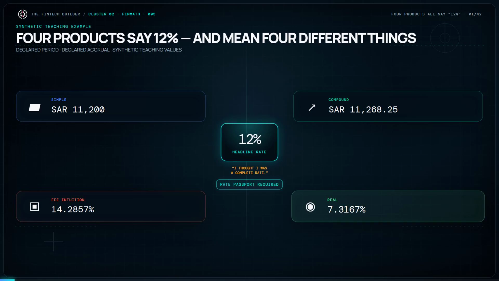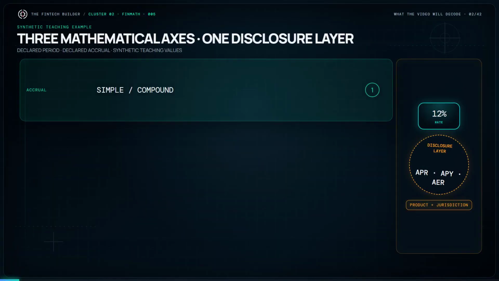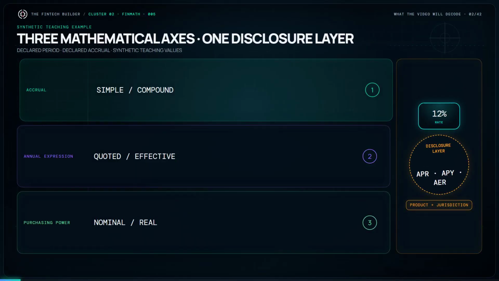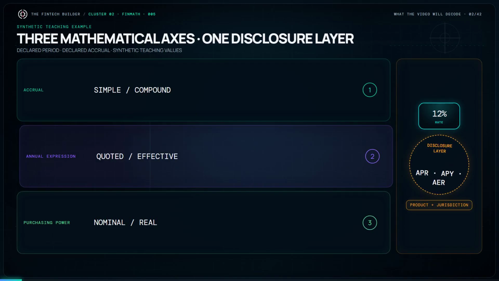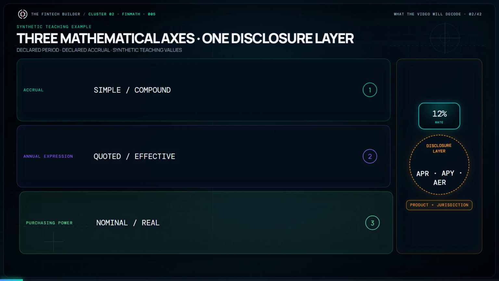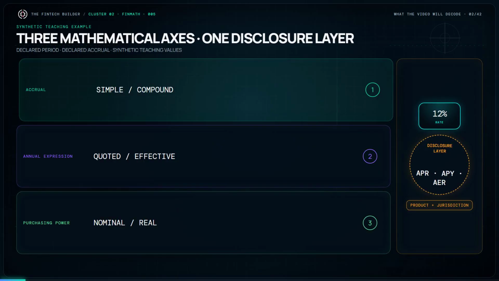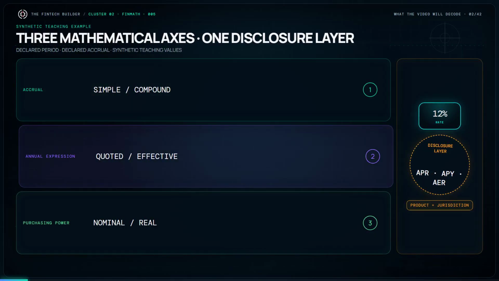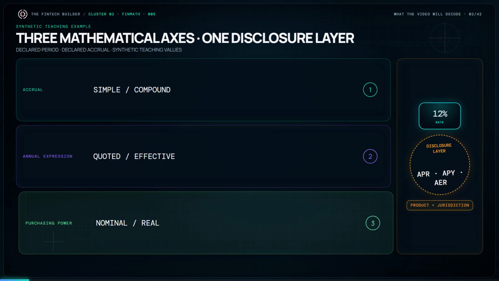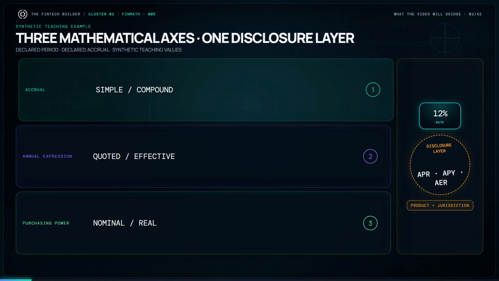A rate such as 12% is not a complete financial sentence until we know its period, accrual method, frequency, fees, inflation basis, product, and rules. This lesson has three mathematical axes and one disclosure layer. First, simple versus compound asks which balance earns interest. Second, quoted nominal versus effective asks how a periodic rate is expressed over one full year. Third, nominal versus real asks whether inflation has been removed. APR, APY, and AER then add product and regulatory definitions around those calculations.